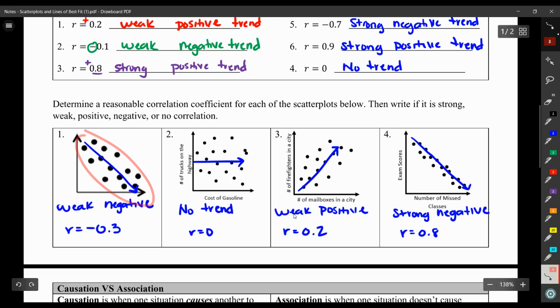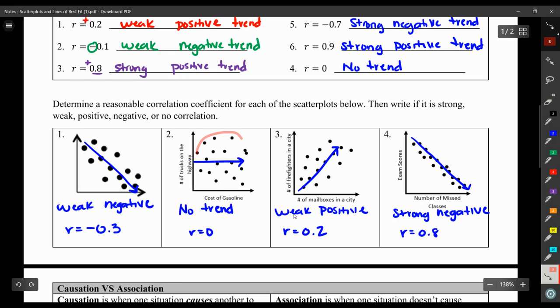So if I drew my line of best fit for number 1 and I saw that the points were really spread out, but they are trending downward, so I said weak, negative. So for this R value, you could have had negative 0.1, negative 0.2, negative 0.3, anything that's really close to 0, not past that midway of negative 0.5 though.